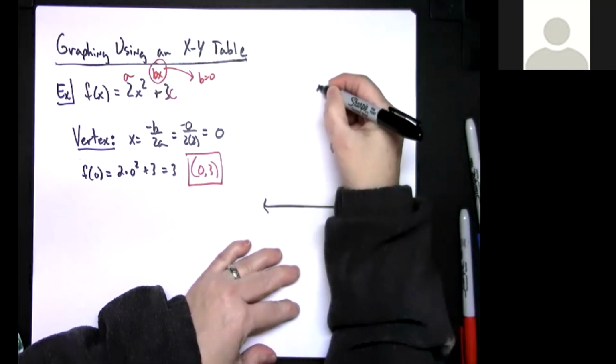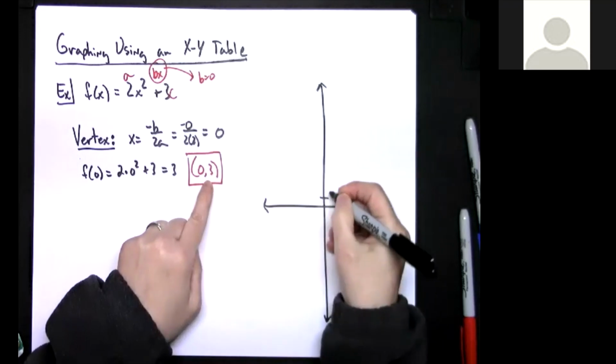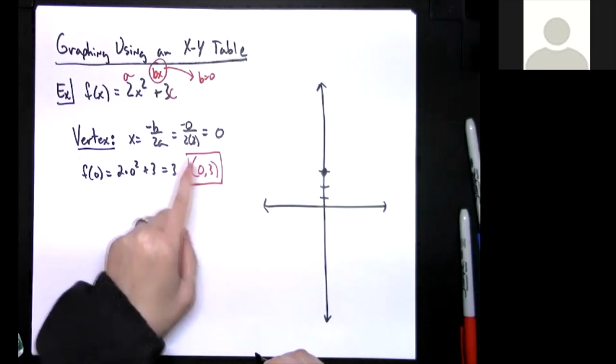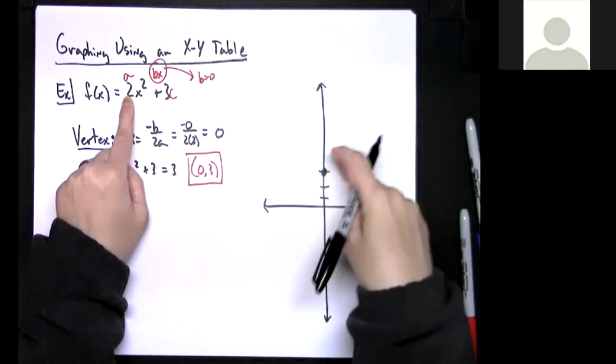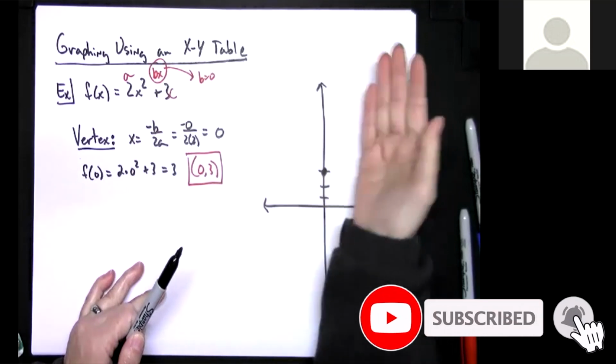Again, I'm not going to use graph paper, so technically, I suppose we are sketching. 0, 3. So there's my vertex at 0, 3, and I know it's upright, so I know it's going to be like this. But what does that tell me? That tells me it's going to be symmetrical around that y-axis.